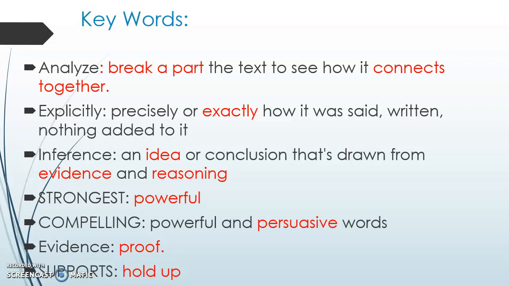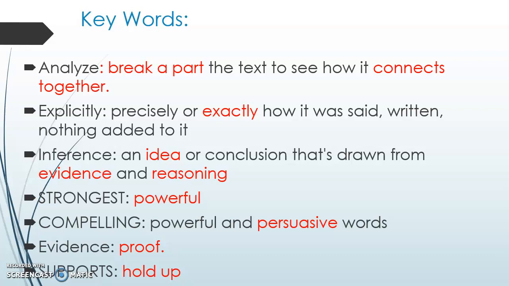Here are a few keywords. So analyze. I've talked to you about this in class. When we're analyzing something, we're going to take it apart. We want to see how it connects together, just like a bike. We want to take apart the pieces of the bike to see how the handlebars and the frame work together and the wheels work together and the chains work together. So we're analyzing the text so that we can see how it connects to our understanding and what the writer wants. Reading is all about connections.